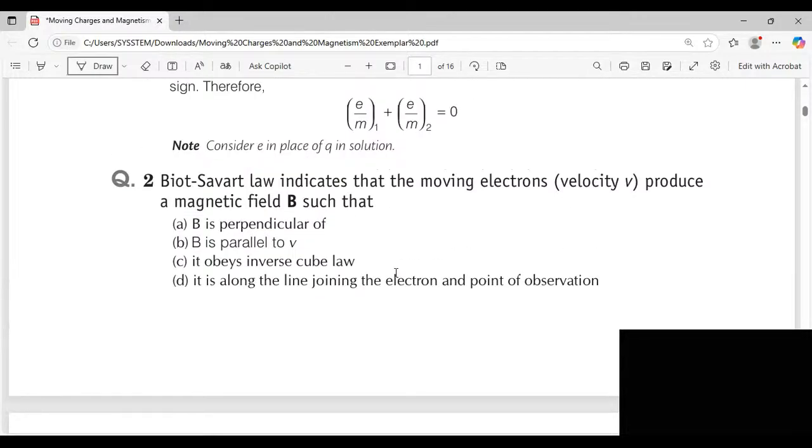The Biot-Savart law indicates that a moving electron with velocity v produces a magnetic field B such that, let's see, we have four options for this question. B is perpendicular to v, B is parallel to v, it obeys the inverse cube law, it is along the line joining the electron and the point of observation.